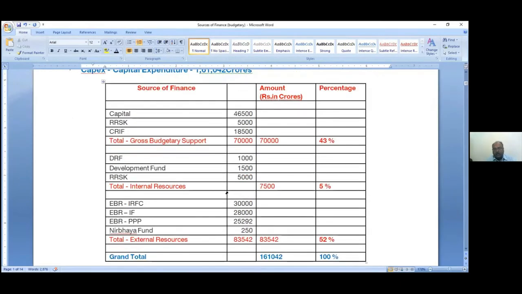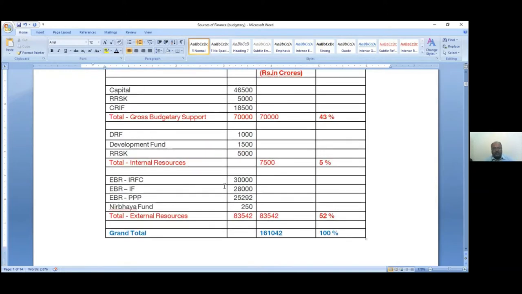If you check the internal resources, their share is gradually decreasing year after year. Because, as all of you know, there is no increase in the prices for the last 10 years, whereas inflation is continuously rising, whether it is diesel, material cost or staff cost due to pay commission recommendations. But to match that, there are no receipts to that extent. There is no matching increase.